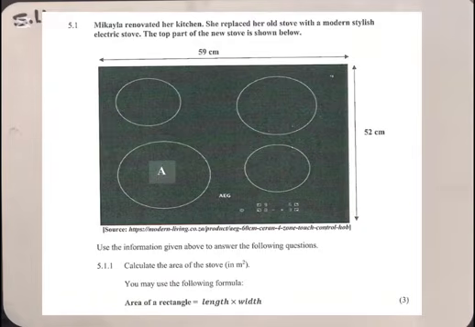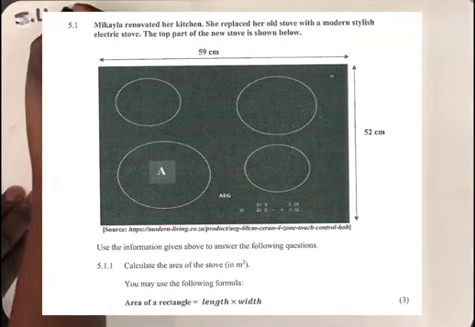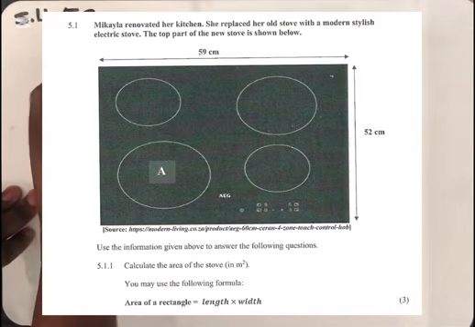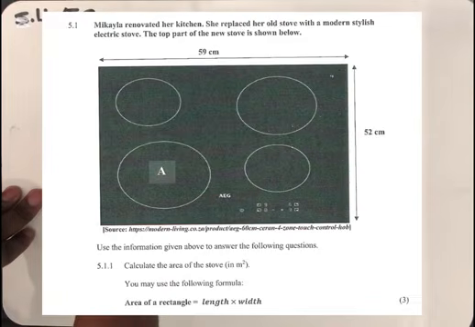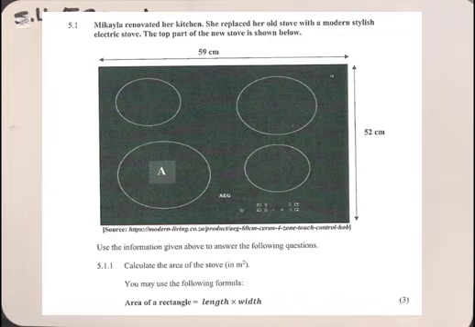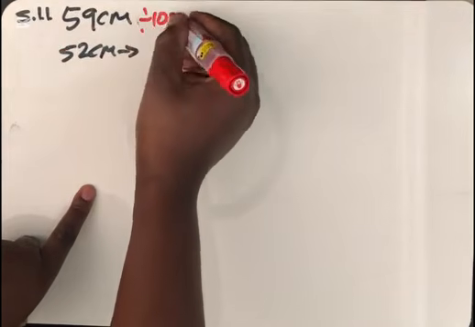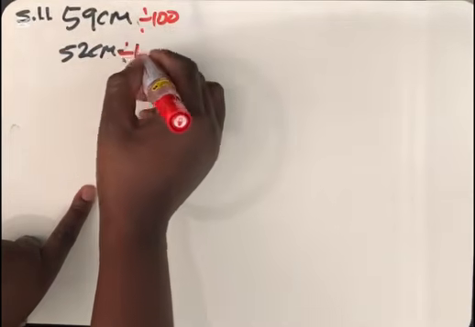So what we need to do first is very much important. We are given 59 centimeters. We are also given 52 centimeters. I want us to convert these to meters first because your answer must be in meters squared. So I think it's best for us to convert these to meters first. We divide it by what? We just divide this by 100. Let's divide it by 100.